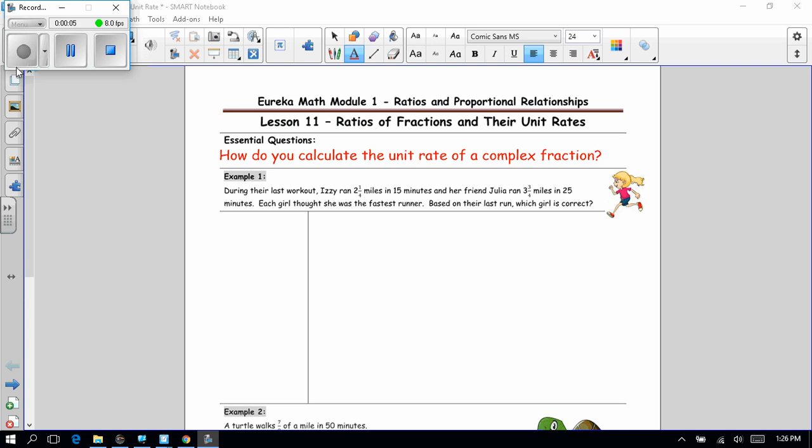I am working on Module 1, Lesson 11, Ratios of Fractions and their Unit Rates. I'm on page 45 of our book. Lesson 11, Ratios of Fractions and their Unit Rates. I've got the essential question written in. How do you calculate the unit rate of a complex fraction?